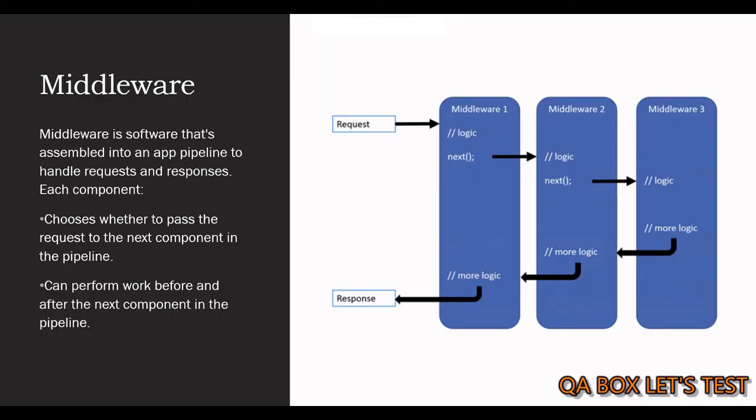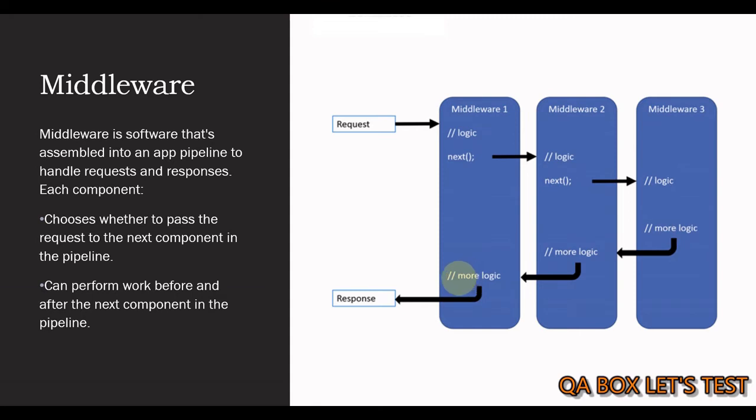Middleware is software that's assembled into an app pipeline to handle requests and responses. Each component, number one, chooses whether to pass the request to the next component in the pipeline, or number two, can perform work before and after the next component in the pipeline, as you could clearly see in this diagram. The request first reaches middleware 1, does something in here, and then it says next, and only then does it go to the next middleware, and so on. And in the reverse order also you could see.